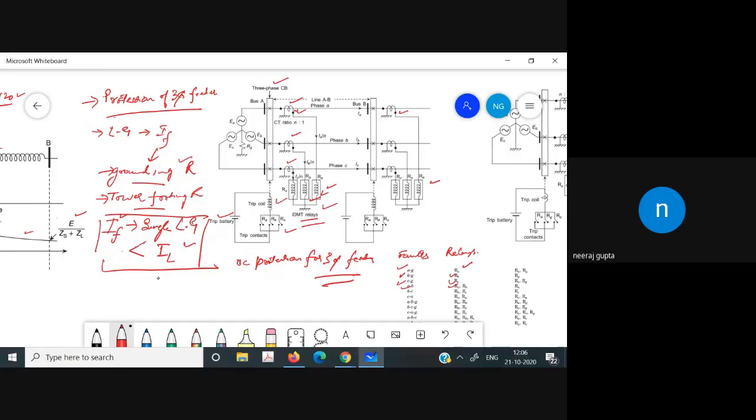If we are using this scheme, the basic principle is that if the current is more than the predetermined value, then it will trip. Then it will give the trip signal. However, if the fault current is less than the load current, it is not possible to trip, because the logic is that the fault current should be greater than the load current. So that is what the overcurrent relay is.